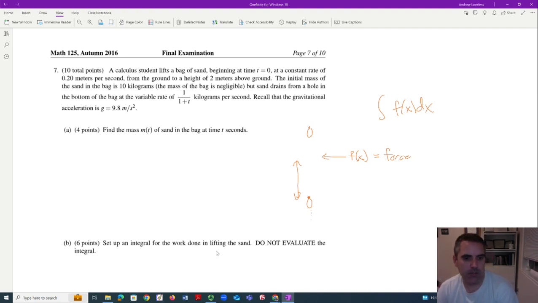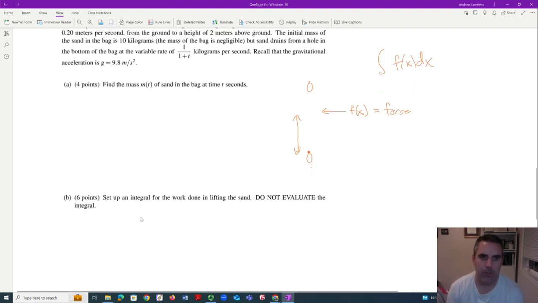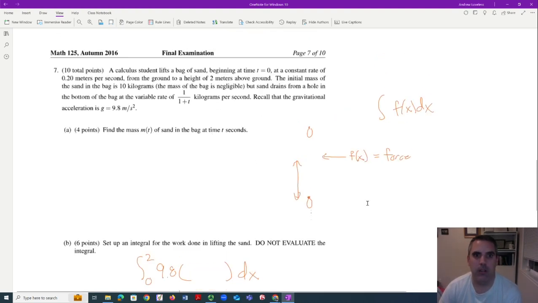But they did not tell us that directly. Instead, they told us the mass. Now we can sort of see a few things here. If I can figure out the formula for the mass, it's going to be the integral from the ground to a height of 2 meters. So it's going to be the integral from 0 to 2 of 9.8 times whatever the mass is. And we're going to see if we can get it all in terms of x. X being the distance from the bottom.